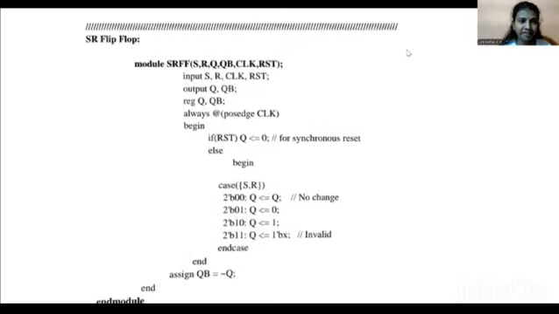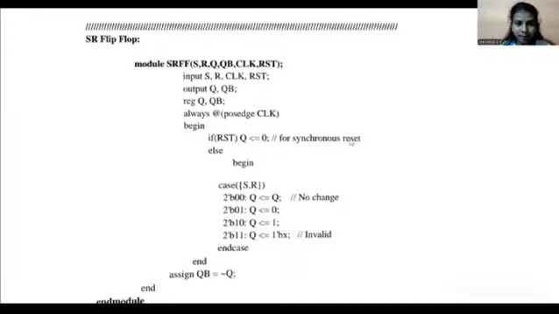Now coming back to the SR flip-flop. An SR flip-flop is a basic sequential circuit used to store a single bit of data. It has two inputs, S and R, and two outputs, that is Q and QB or Q0. The flip-flop maintains its output state based on the input combination and the previous state.